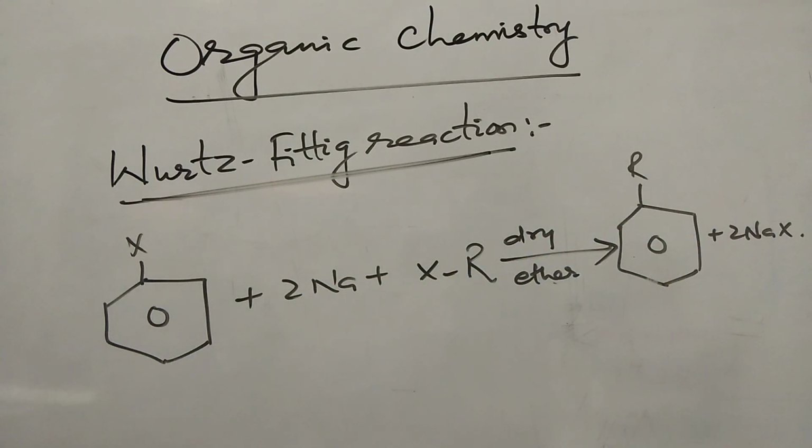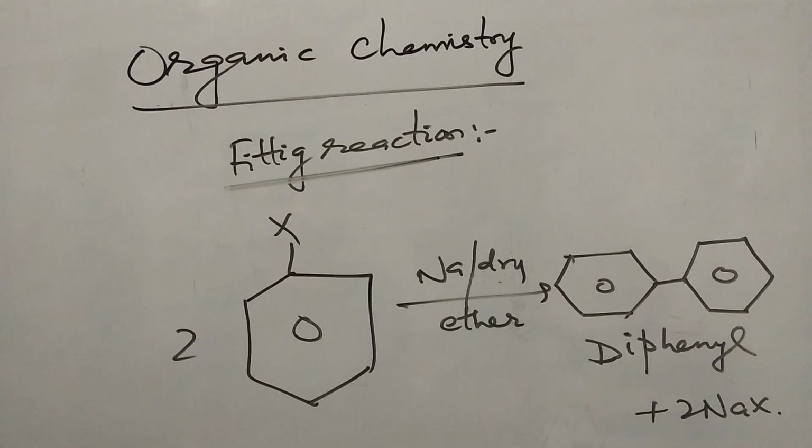This reaction is called Wurtz-Fittig reaction. So a mixture of an alkyl halide and aryl halide gives alkyl arene when it is treated with sodium and dry ether. This reaction is called Wurtz-Fittig reaction. Now coming to Fittig reaction.